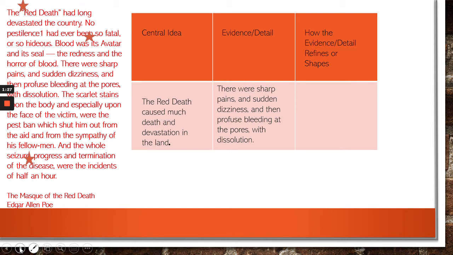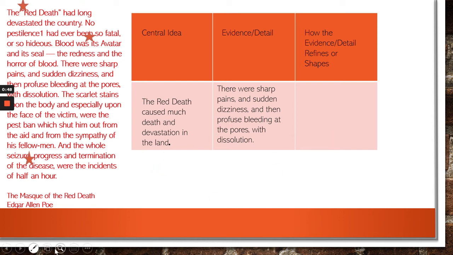And so my final step is to think about how this evidence or detail shapes or refines the central idea. Really I wanted to think about the how, which is the structure or the strategy that the author is using. Is he comparing? Is he contrasting? Is he giving us a problem and solution? So what's going on in this evidence? And then once I identify that, I want to think about what it did for me as the reader. So how did it refine the central idea, or how did it shape it?